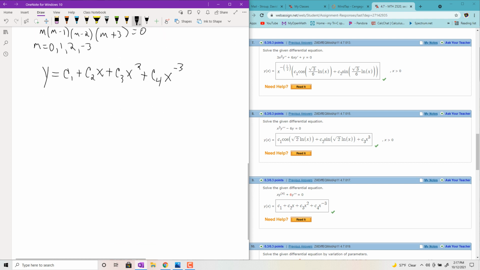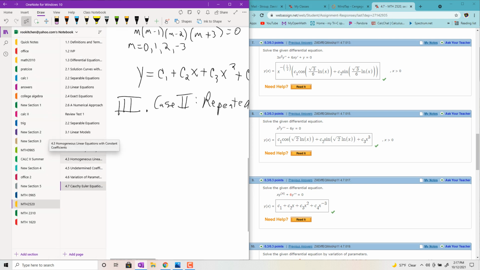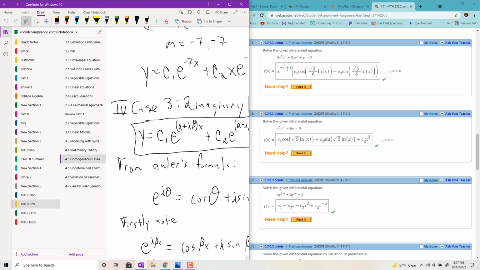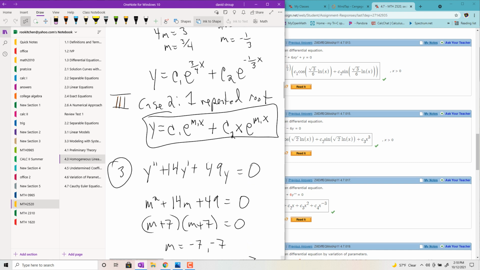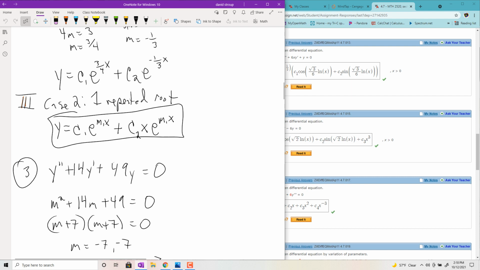Okay. So now let's look at case 2. And case 2 is now when we have repeated roots. If you remember what we did with repeated roots in section 4.3, if you had a repeated root, what we did was just sneak in an x, right? So if you had m1 repeated, it'd go c1 e to the m1 x plus c2 x e to the m1 x. It's similar, but instead of an x, we're going to use ln x.